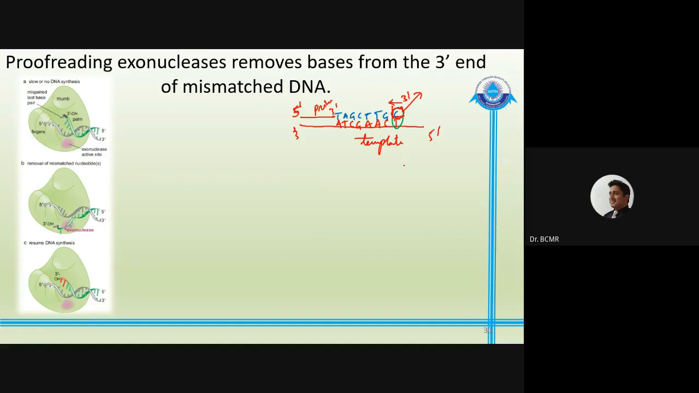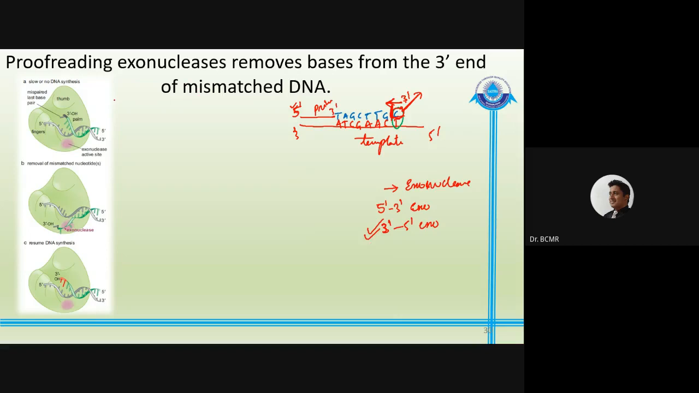So what kind of exonuclease activity? Is it exonuclease? Yes, because it is breaking this bond here and expelling this C. So the first thing is it's an exonuclease, and is it 5' to 3' exonuclease or 3' to 5' exonuclease? I think most of you could guess that it is 3' to 5' exonuclease activity. Okay, so this is the activity that it has.